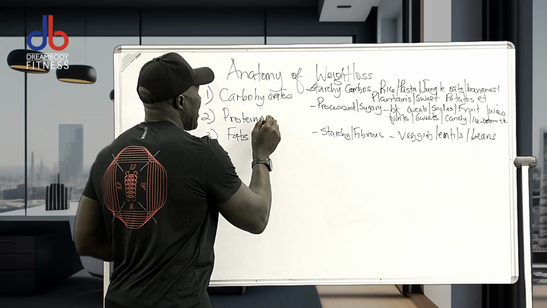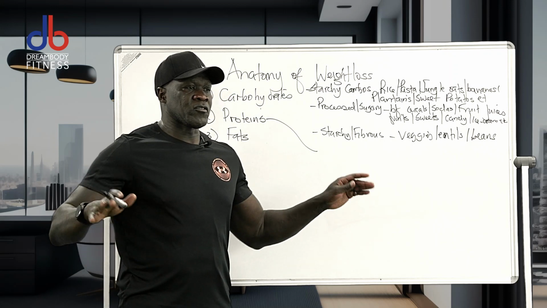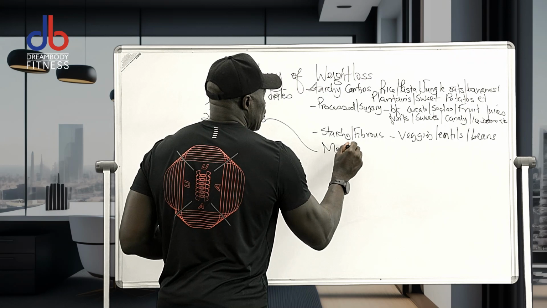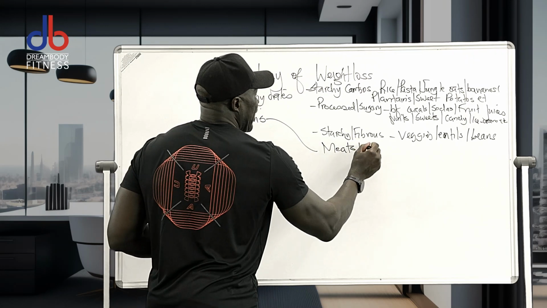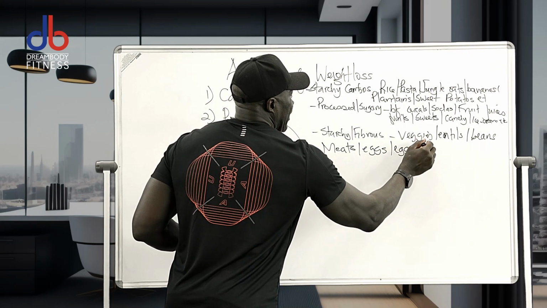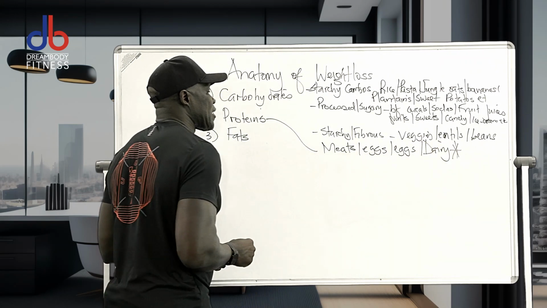And then of course we have proteins. Protein is anything that walks, anything that swims, or anything that flies. These are normally, in most cases, going to be your meats. You've got your eggs, your chicken, and things like your dairy. But dairy here, I'll put a big stop. We'll talk about that in another video.